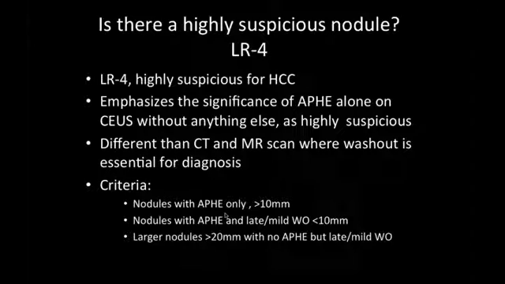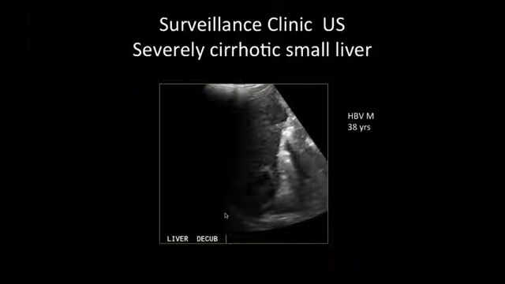So let's look at an interesting case that we saw recently at the Foothills Hospital. So this was a patient who came following a surveillance clinic ultrasound of a severely cirrhotic small liver in a patient with HBV. So when we look carefully through the image file that's provided to us, we can see that there's definitely a hypoechoic nodule in a small cirrhotic liver, and it measures about 1.5 centimeters in diameter and is nicely marked on the bottom image.